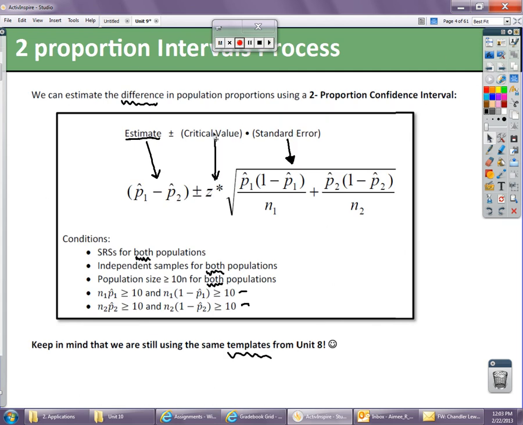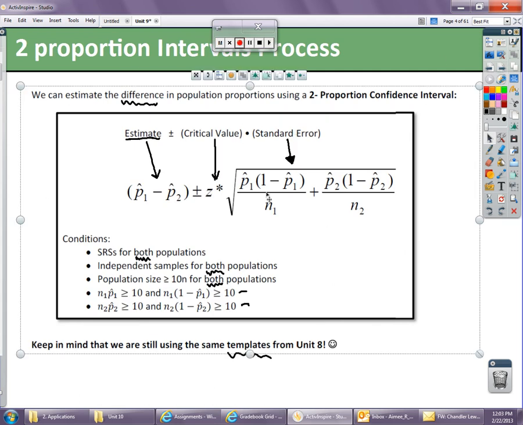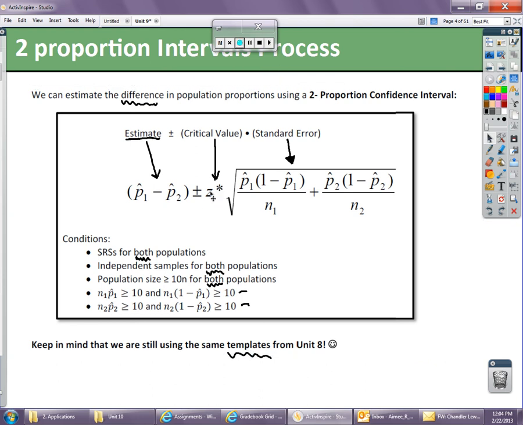We went over the formula, which was the estimate, where you take the two samples and subtract them. You find the critical value from the confidence interval using inverse norm, and then you calculate your standard error with both proportions using this formula. You also have to make sure that you state all of your conditions for confidence intervals: simple random sample for both, independent samples for both, population for both, and n times p for both p1 and p2.